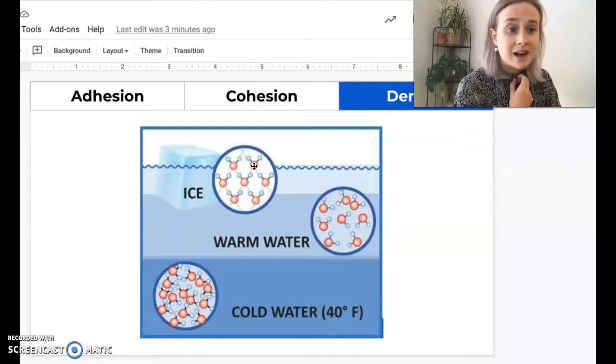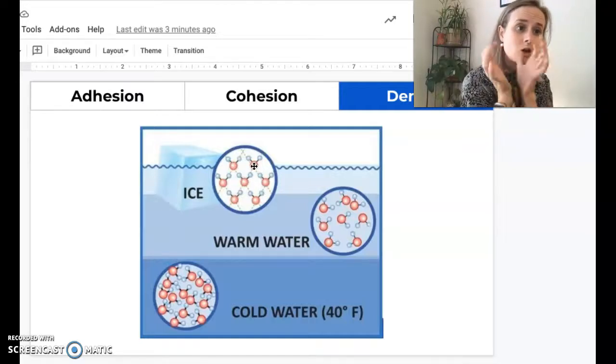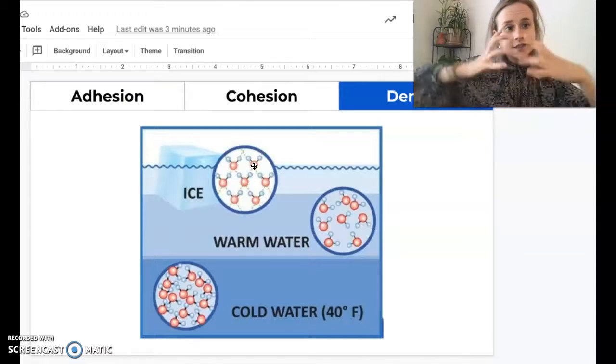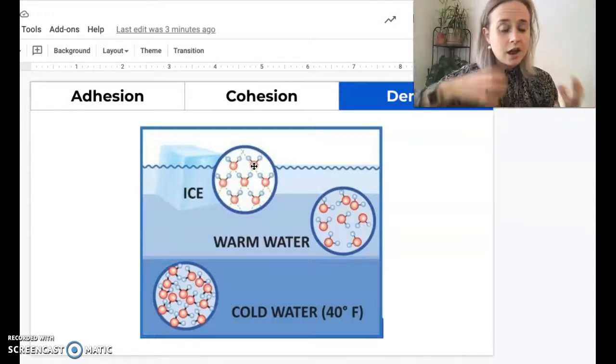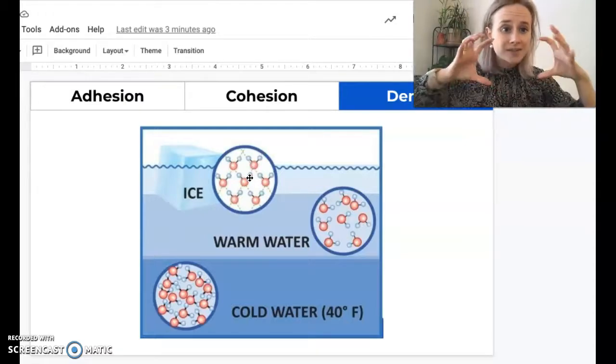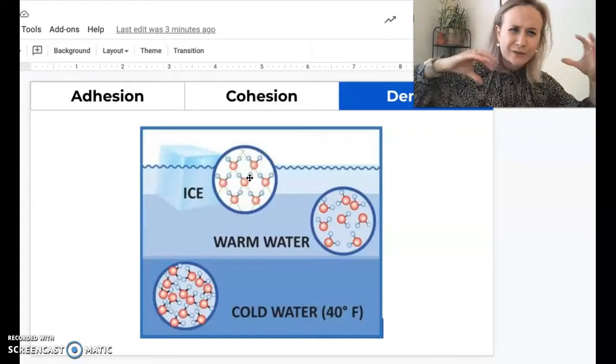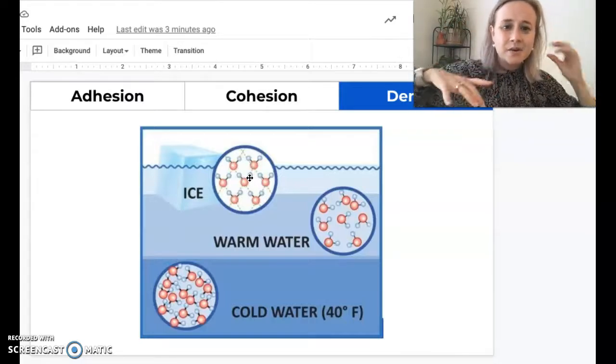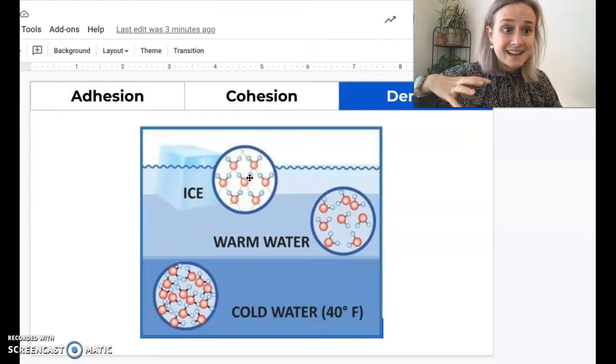So that means that it's like a little magnet. So instead of just freezing all together, it actually freezes into this crystal structure. And that forces the molecules to actually be further apart when they're frozen. And so that's why ice is less dense and it floats.